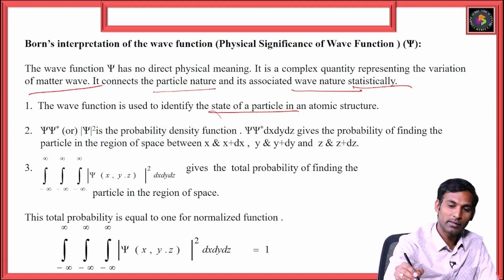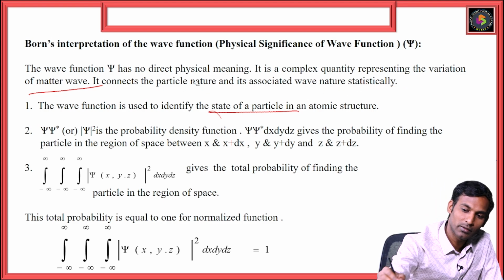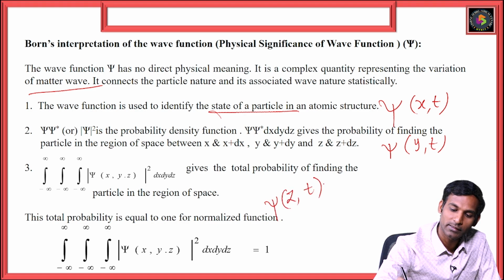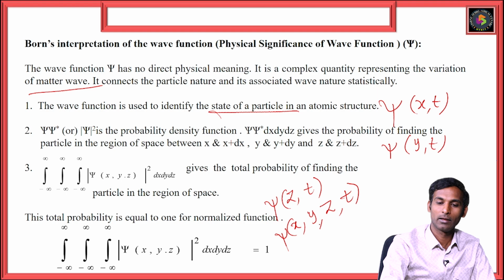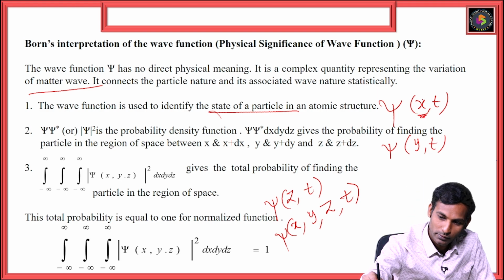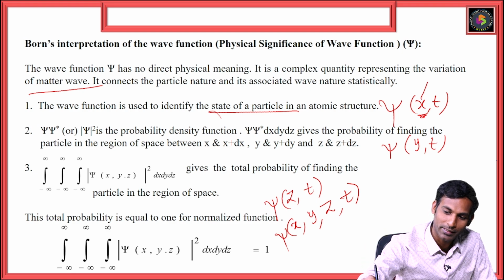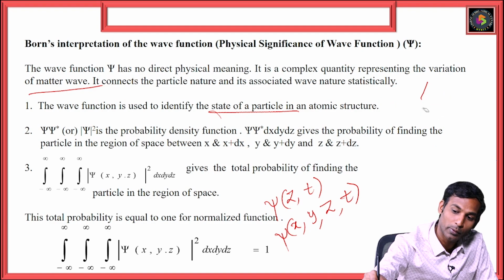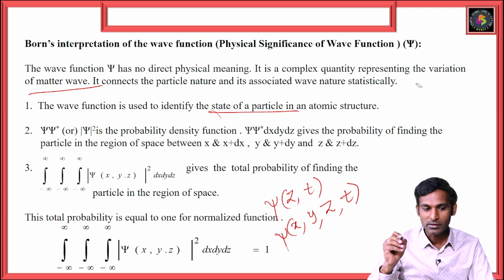The wave function is used to identify the state of the particle. State means if the particle is moving along the x-axis with respect to t, we write x comma t. If the particle is moving along the y direction, we write y comma t. If the particle is moving along the z space, we write z comma t. So in the 3D case, we write psi of x, y, z, t. The wave function is used to identify the state. If the particle is moving along the x-axis, you write this equation; if along the y-axis, you write this equation. The state helps to identify atomic structure.